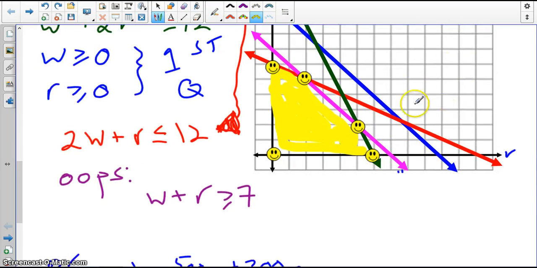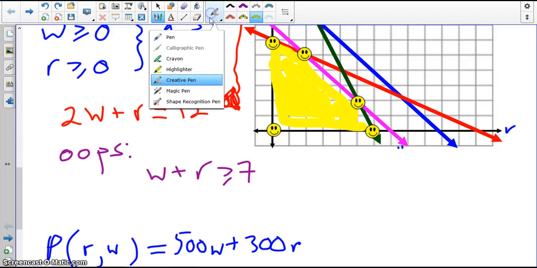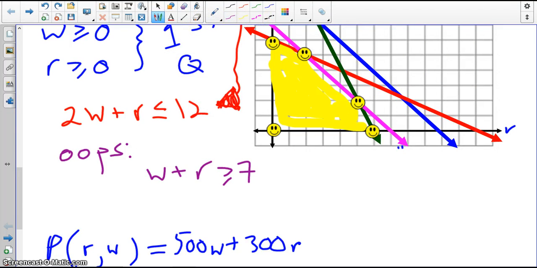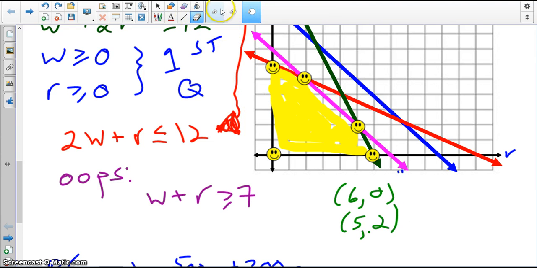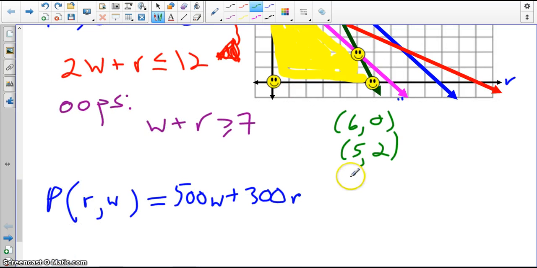And so what are these 4? They are, watch, I actually remembered to switch away from the creative pen before I started writing. I'm so proud of myself. They are, well, 0, 0, but I'm not going to do that one. We have 6, 0, 5, 1, 5, 2. That's not 0.2. Don't write that. That's nonsense. 5, 2. And then 2, 5, and 0, 6.